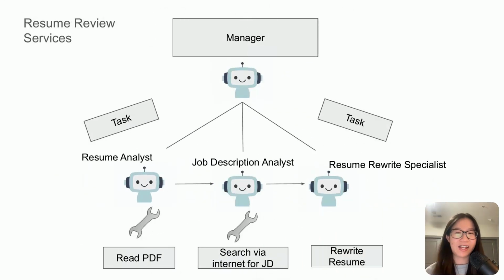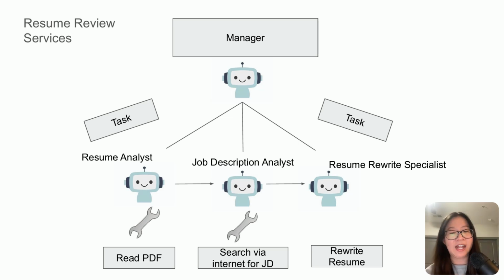Now take a look at the resume review service as an example, and this will also be our coding tutorial later. So we have the manager on the top, then under the manager we have three different analysts. This manager can delegate tasks to its analysts. We have the resume analyst, the job description analyst, and then the resume rewrite specialist.